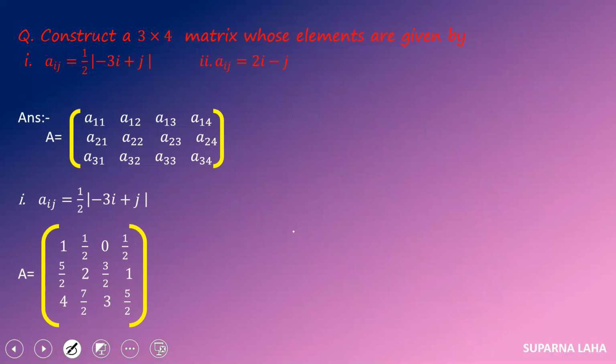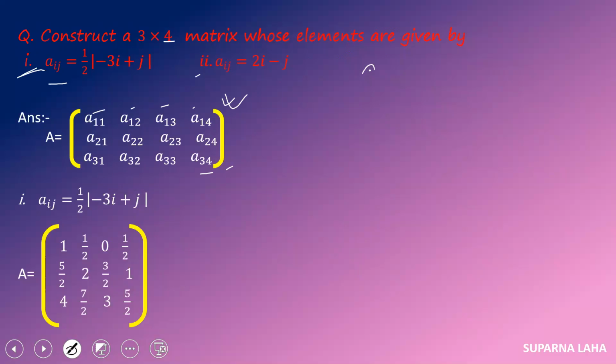Next, construct a 3 cross 4 matrix whose elements are given by these two formulas. I'm solving the first one. Here it is given a 3 cross 4 matrix, so firstly, write down the general form. You all know the general form: if an m cross n matrix is given, here a 3 cross 4 matrix, you can easily write the general form of this matrix, that is A11, A12, A13, A14 and up to A34. Now we need to find these elements A11, A12 with the help of this formula.